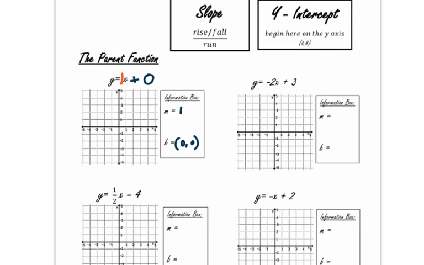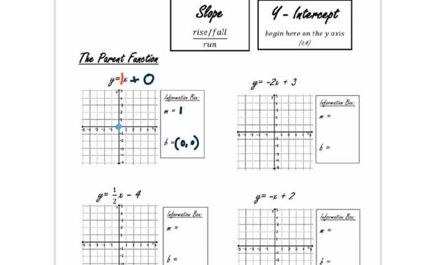So what I just did is I have something called an information box. I take this equation, I pull off the information, and I put it into my information box. Makes it so much easier to graph. So we're going to begin at 0, 0. That is the ordered pair, 0, 0, right here. On the parent function, it has a y-intercept of 0.